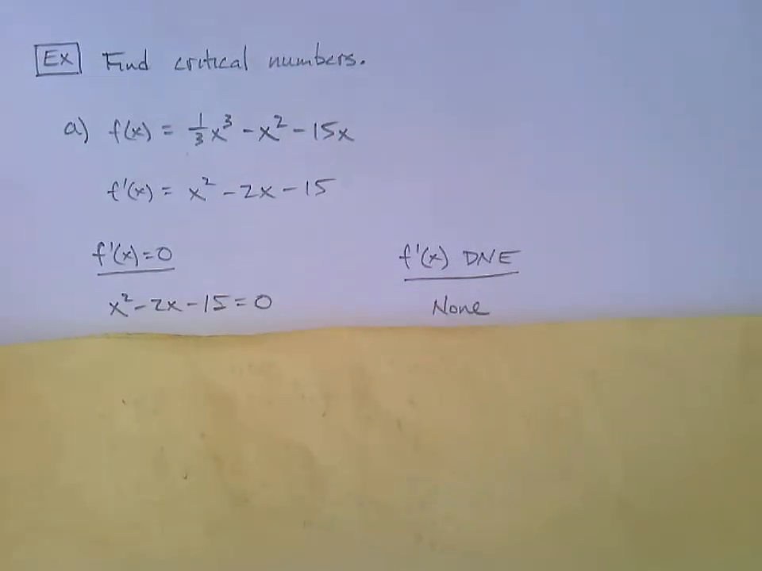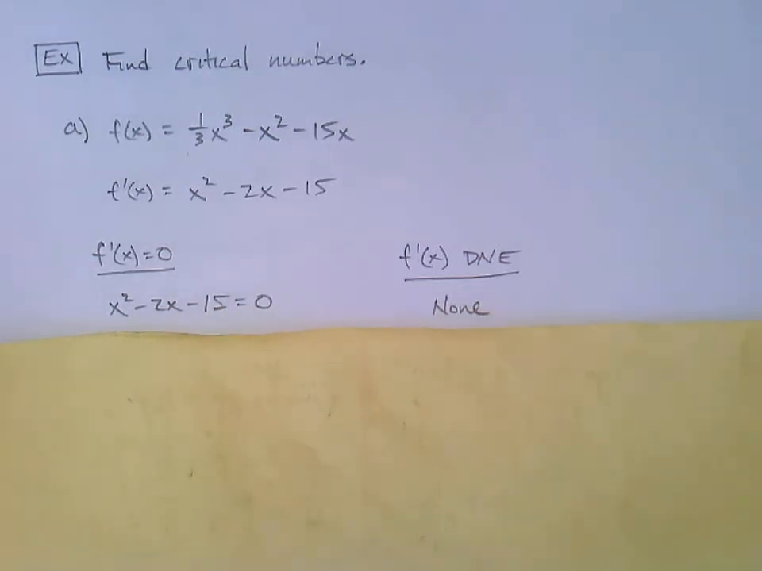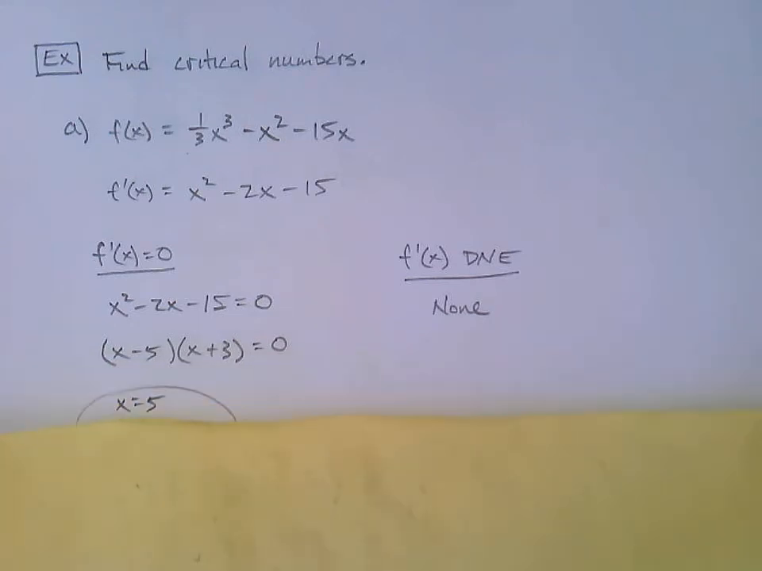All right, so we're going to begin. I'm just going to take my derivative function and set it equal to 0, and solve for x. We've got a quadratic equation there. Turns out this one can be factored nicely: x minus 5 times x plus 3. And hey, perfect. I have two x values, x equals 5 and x equals negative 3. They would cause the derivative to equal 0.